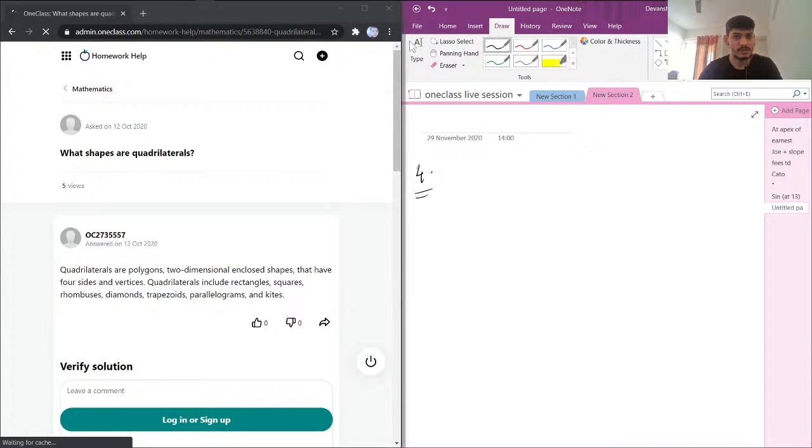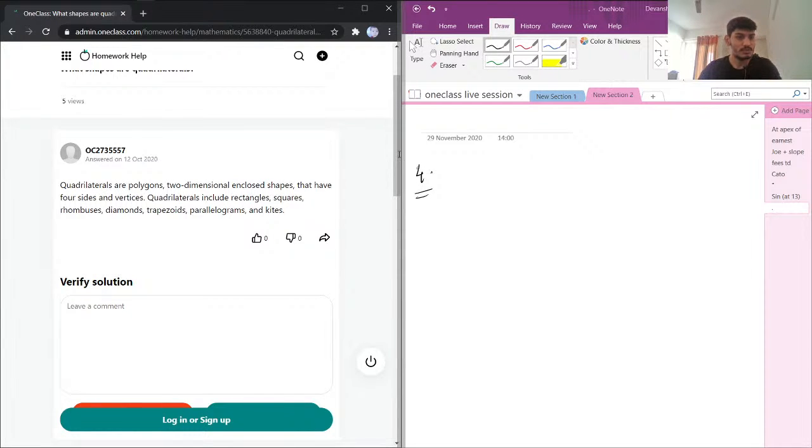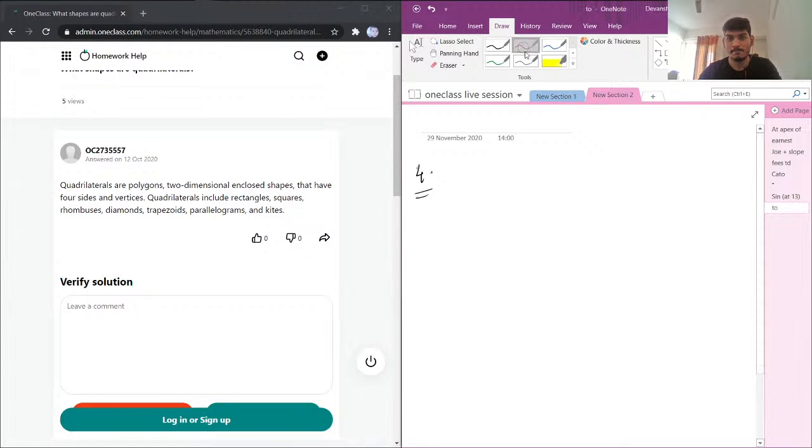What shapes are quadrilateral? So quadrilaterals are polygons, two-dimensional enclosed shapes that have four sides and vertices. Quadrilaterals include rectangles, squares, rhombuses, diamonds, trapezoids, parallelograms, and kites. So a quadrilateral has four sides and it is a four-sided polygon.